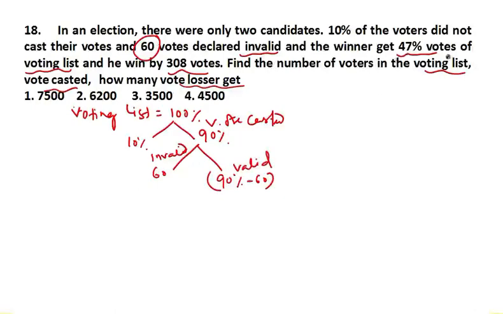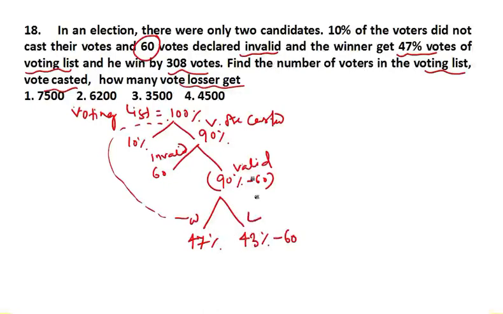So the winner got 47 votes. From where? From the voting list. He got 47 from here. So I told you, whatever number is given, just write that number, 47%. Now just minus: if you minus 90% with 47%, what do you get? You get 43%. Fine. 43% minus 60. Now this is the winner and this is the loser. Now their difference is given as 308. So if you subtract, this and this, you get 4%.